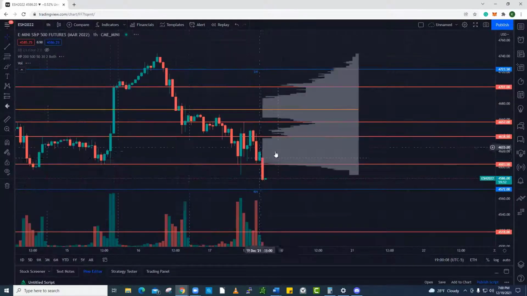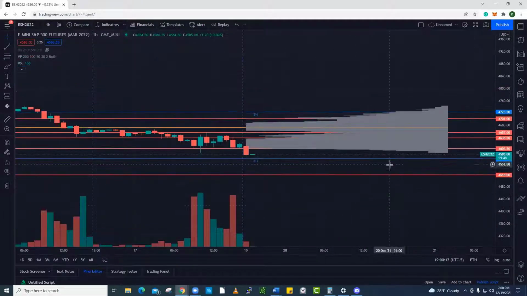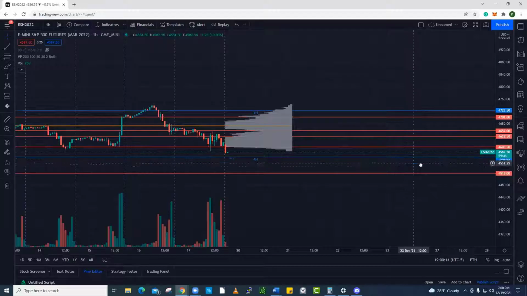TradingView has been having some problems over the last week. So, all right, cool. So we're moving along here. All right. So let's keep it rolling here.